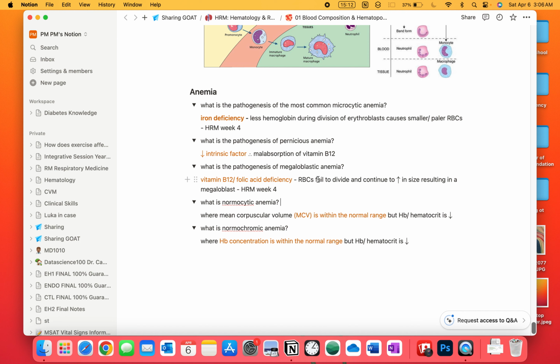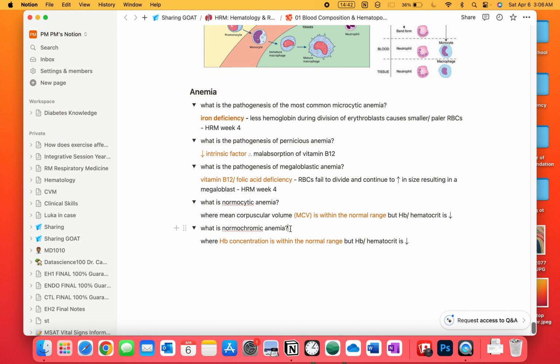Megaloblastic is where your MCV would actually increase, and you also have anemia, which means there's a decrease in hematocrit. Anemia usually just references a decrease in hematocrit. However, the definition itself has to do with the proportion of red blood cells, and sometimes can also do with iron, but the best way to think about it is anemia, decrease in hematocrit.